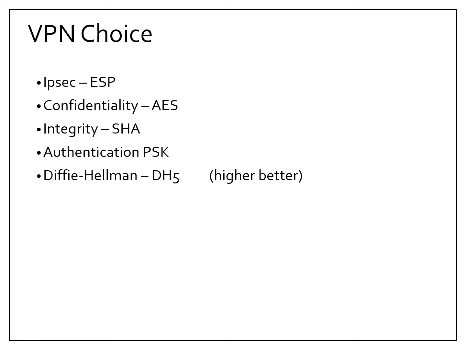So if we look at the VPN choices for this exercise, for IPsec we're going to choose the Encapsulating Security Payload. For confidentiality we're going to choose the Advanced Encryption Standard. For integrity we're going to use the Secure Hash Algorithm. And for authentication we use a pre-shared key. We're going to use a Diffie-Hellman group of group 5, although we recommend a much higher group, that would be better in practice.